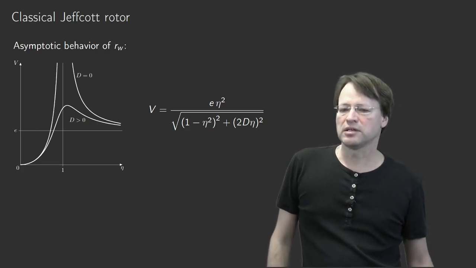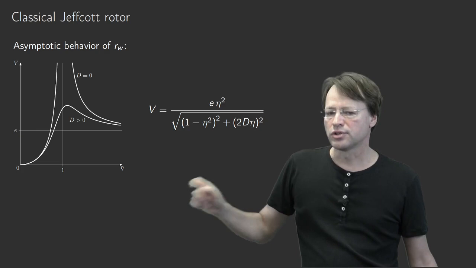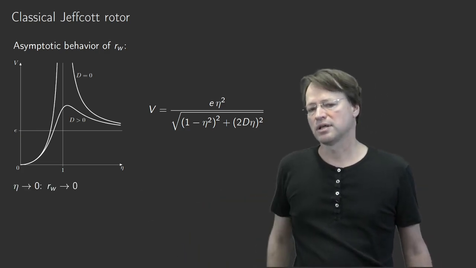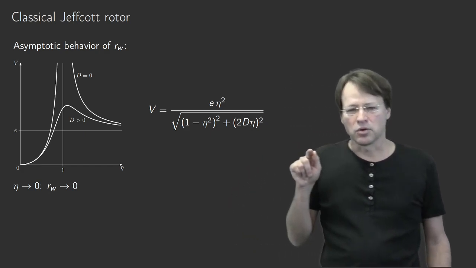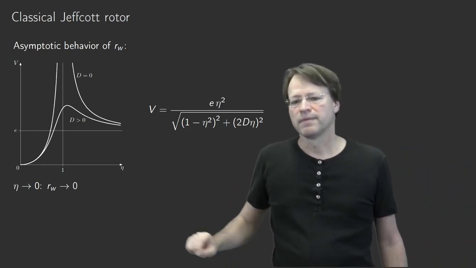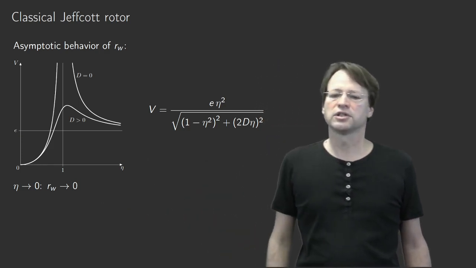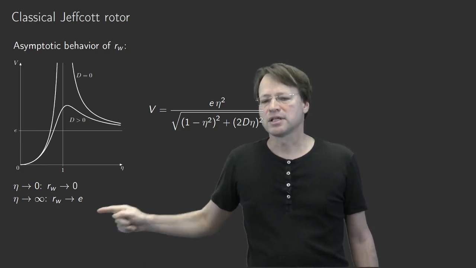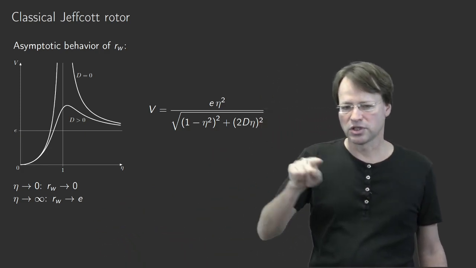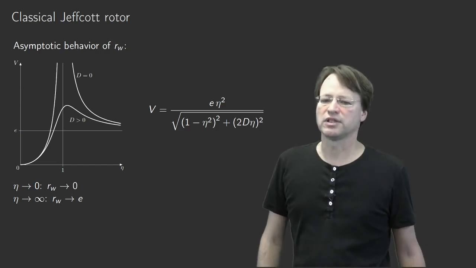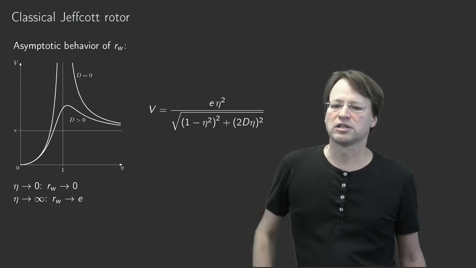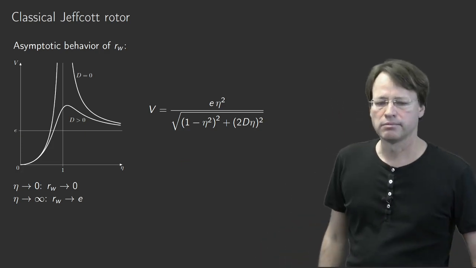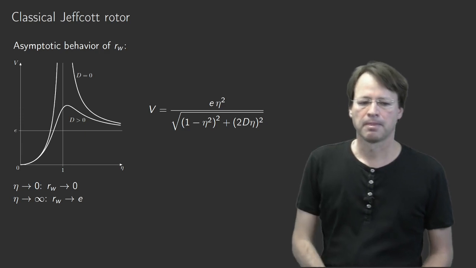And so asymptotically, we will find for low speed rotors a value of 0 for r sub w. That means that the connection point between shaft and disc is then very, very close to the origin, while in the case that we have a high speed rotor, r sub w, the distance between the origin and the connection point between shaft and disc, is equal to the eccentricity E. Okay, that was, I would say, quite simple.